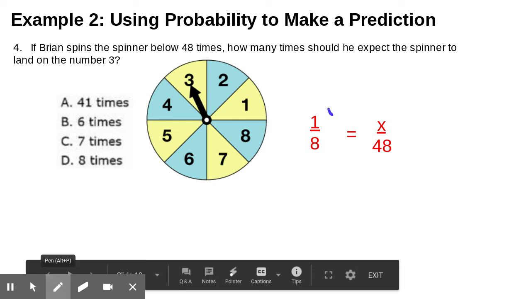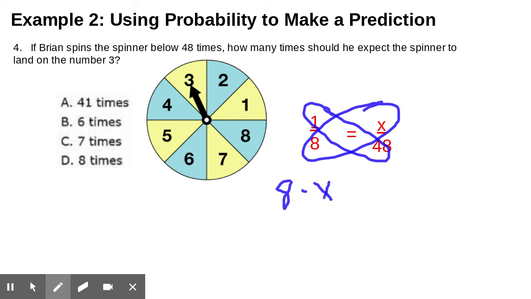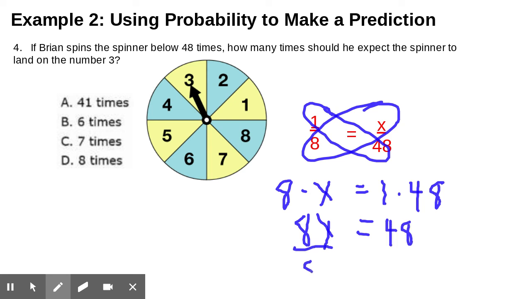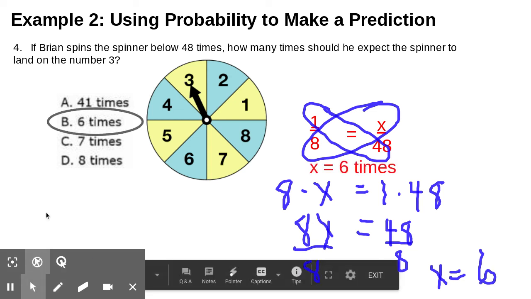Okay, so let's do that one more time. I messed up there. So 8 times x, that gives me 8x. And then 1 times 48 gives me the 48. And then I divide it by 8, and I get x equals 6. So my answer here would be 6 times.